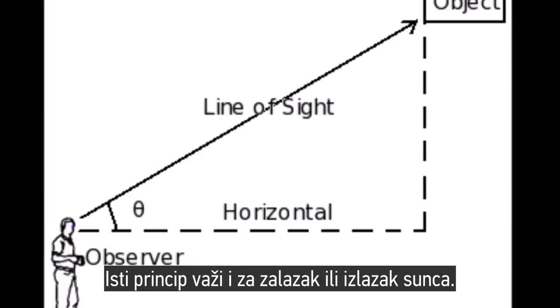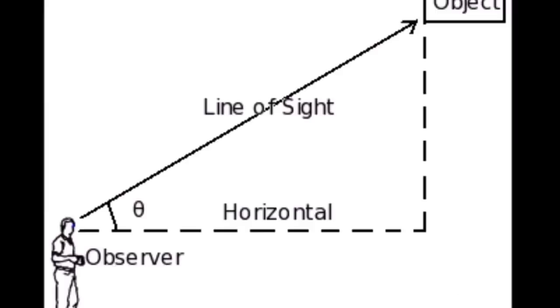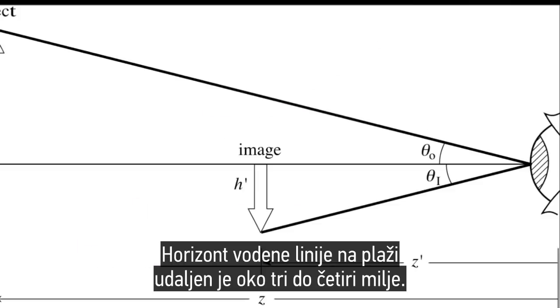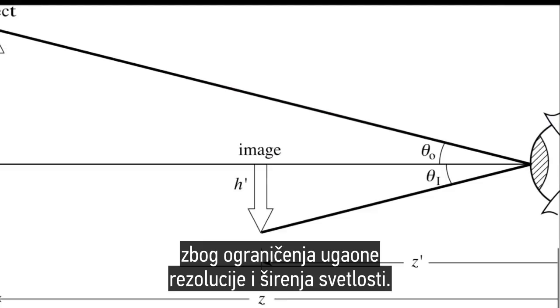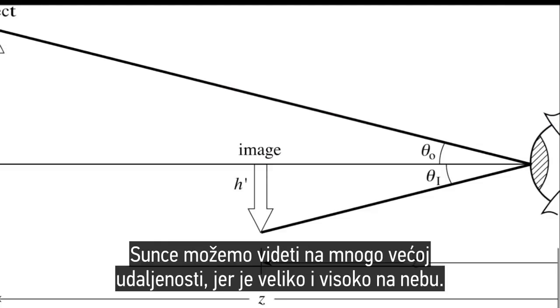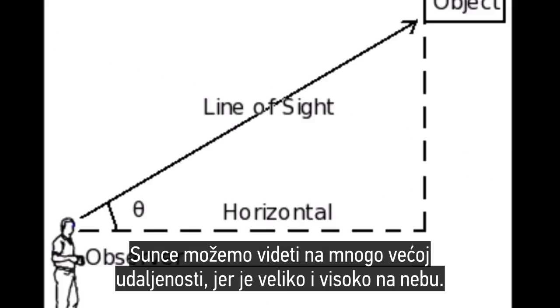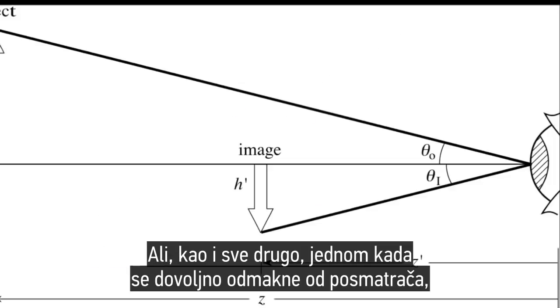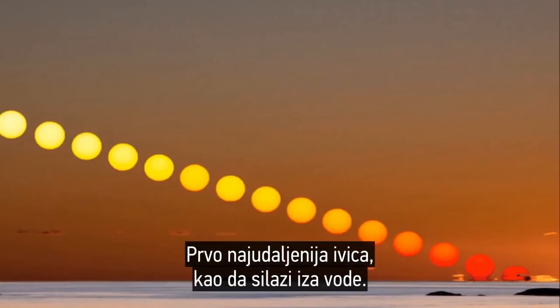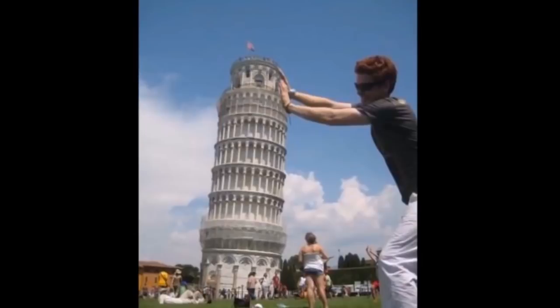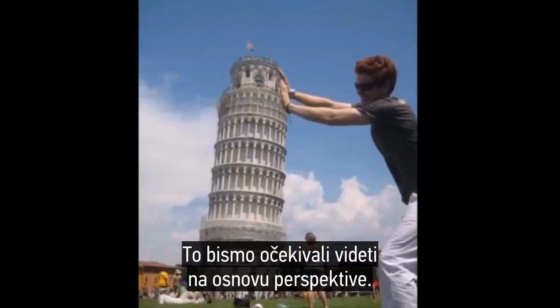The same principle applies to a sunset or a sunrise. The waterline horizon at the beach is about 3 to 4 miles out, yet the sun is thousands of miles out when it disappears due to the limit of angular resolution and light propagation. We can see the sun at a much further distance because it is so large and high in the sky. But just like anything else, once it gets far enough away from the observer, the angle becomes so small that it will disappear, the furthest edge first, appearing to go down behind the water. This is what you would expect to see based on perspective.